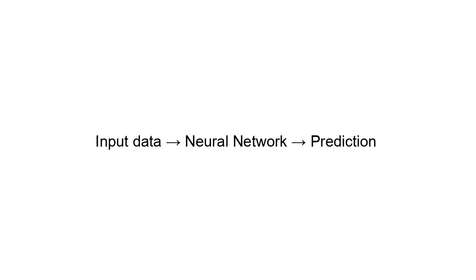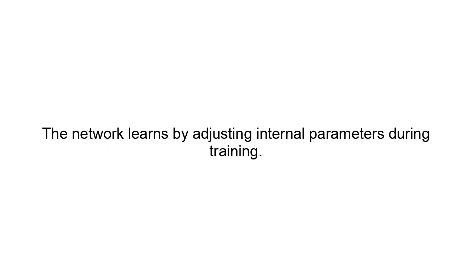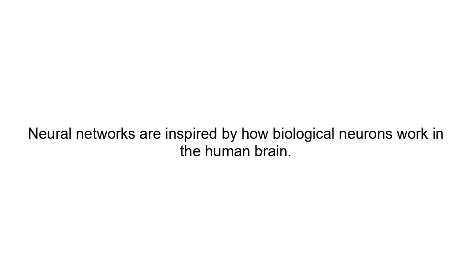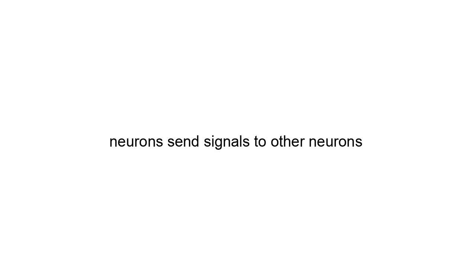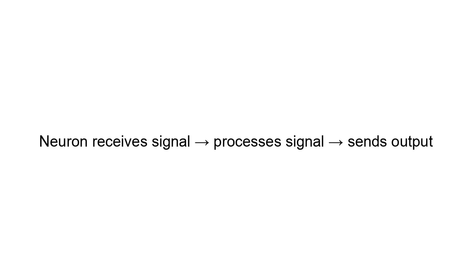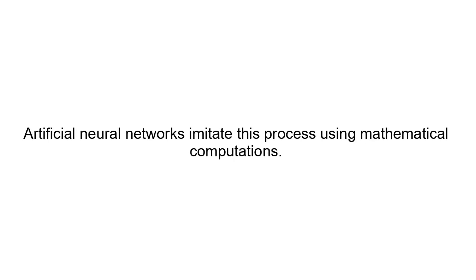Inspiration from the human brain. Neural networks are inspired by how biological neurons work in the human brain. In the brain, neurons receive signals. Neurons process signals. Neurons send signals to other neurons. Example concept: neuron receives signal, processes signal, sends output. Artificial neural networks imitate this process using mathematical computations. However, artificial neurons are much simpler than real biological neurons.